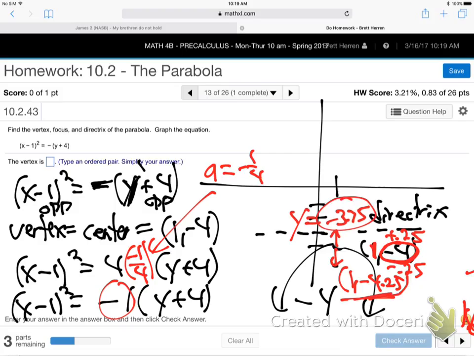So the focal point is a point. It's got an x and a y coordinate. There's the focus, over 1, down 4.25, and the directrix line is a line equation hitting the y-axis at negative 3.75. Good? Are we happy? Questions I can answer? Are you sure? I'm glad to answer.